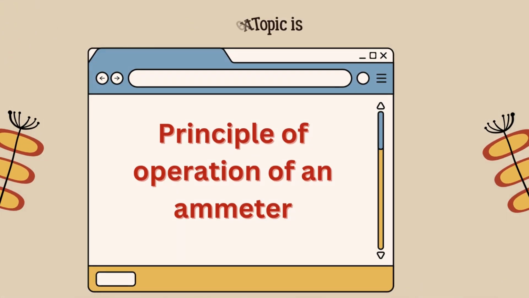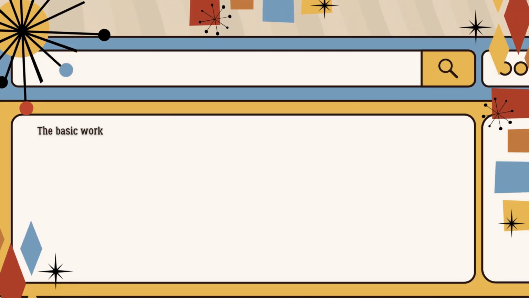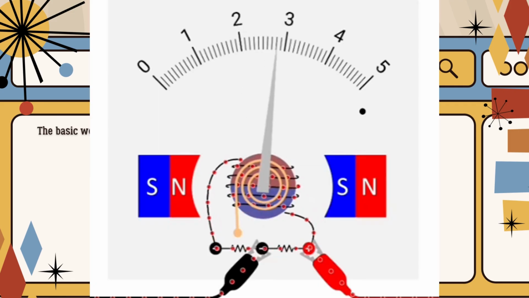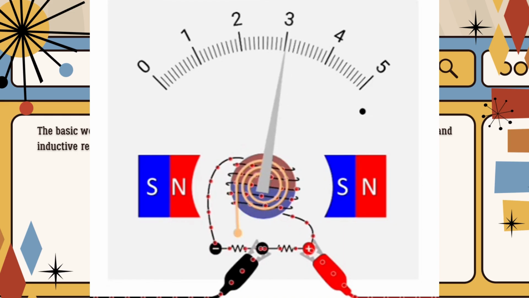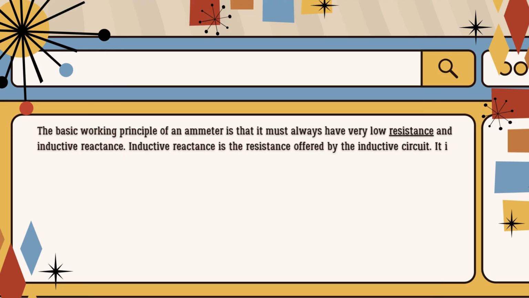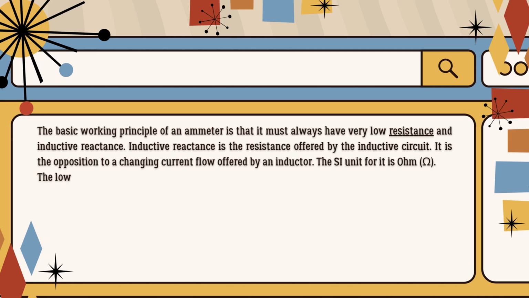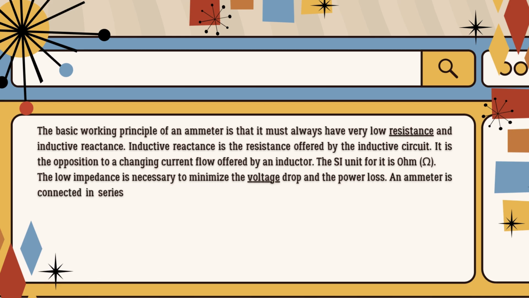The basic working principle of an ammeter is that it must always have very low resistance and inductive reactance. Inductive reactance is the resistance offered by the inductive circuit. It is the opposition to a changing current flow offered by an inductor. The SI unit for it is ohm. The low impedance is necessary to minimize the voltage drop and the power loss. An ammeter is connected in series because the current remains the same in a series circuit, which ensures accurate measurement.